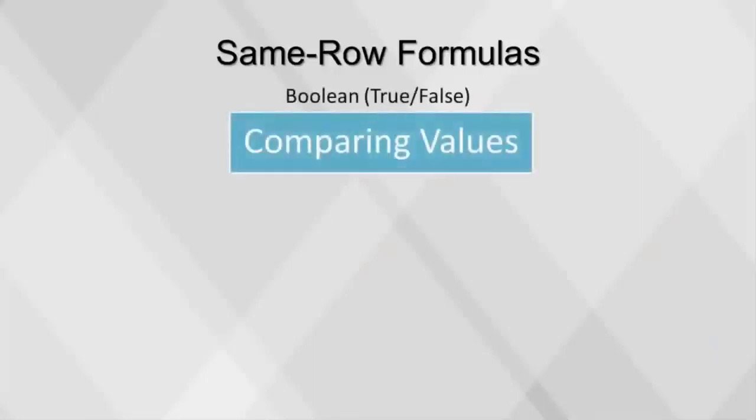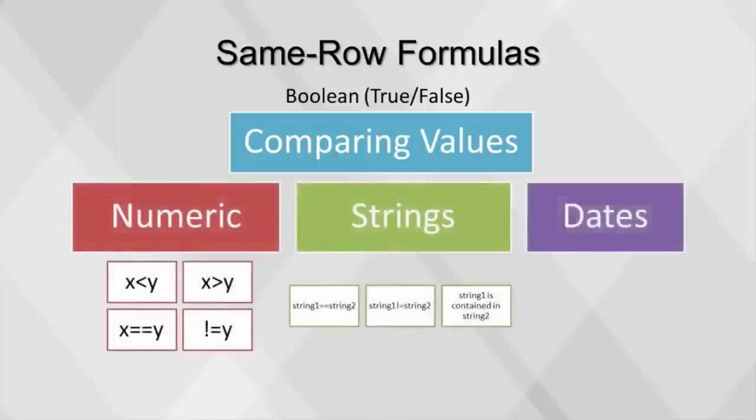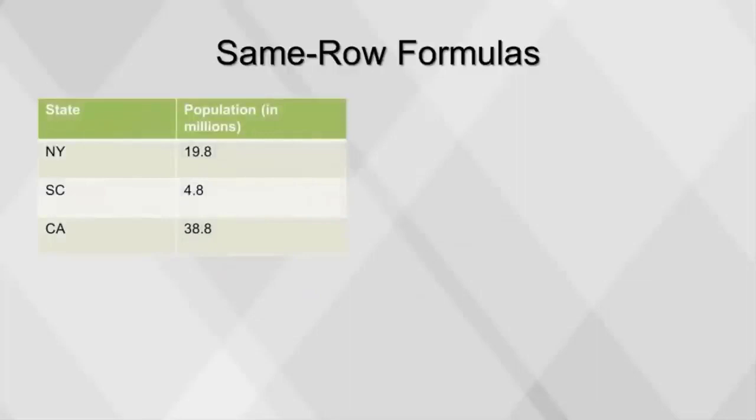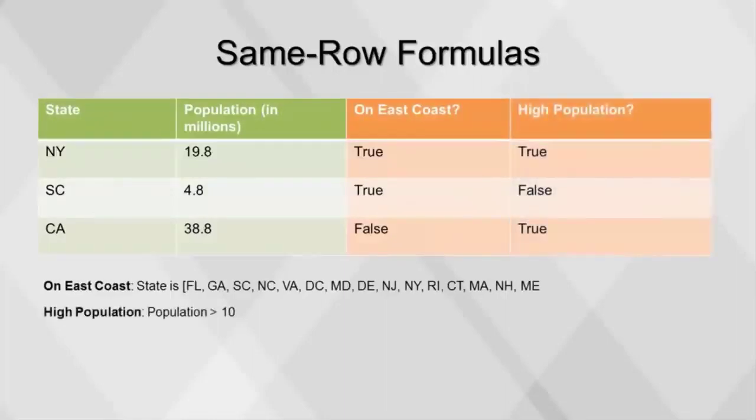With formulas, we can also compare values of two different fields to create a Boolean variable. A Boolean variable is typically used to capture true-false values. To create a Boolean variable, a logical statement or condition can be used in a formula. This logical statement can compare two values of the same type: numeric values, strings, and dates. This table depicts the population of states. We can use a formula to create a column that displays whether the state is on the East Coast. We can also create a column to display whether the state has a high population.